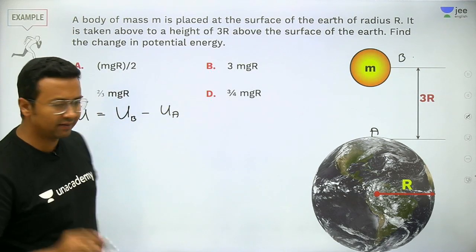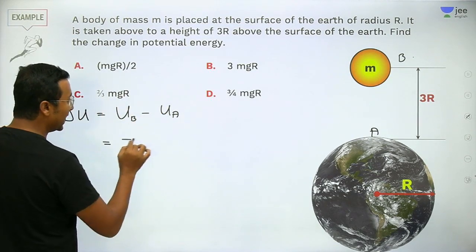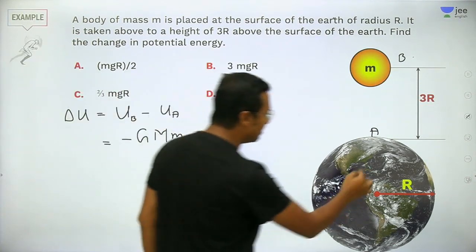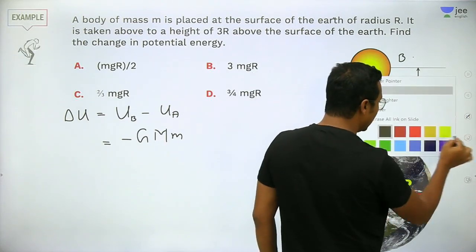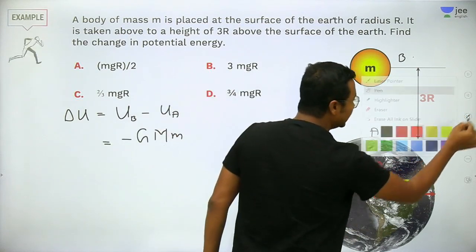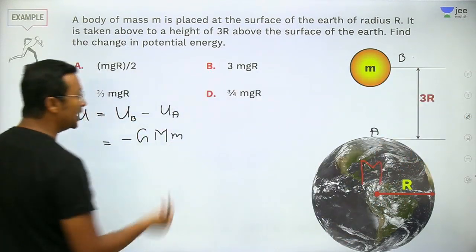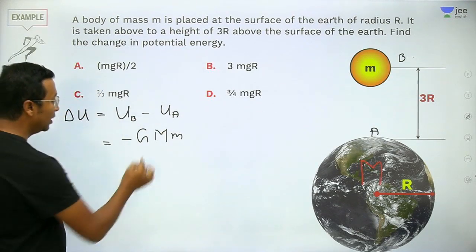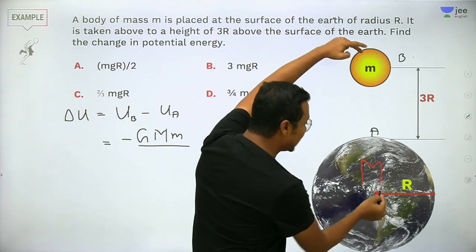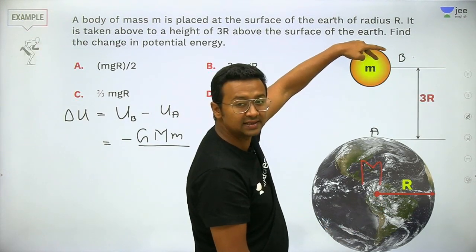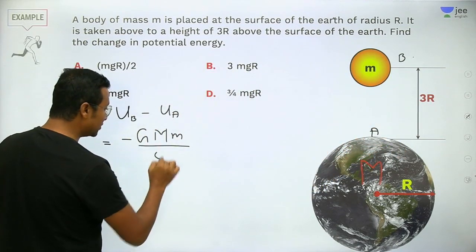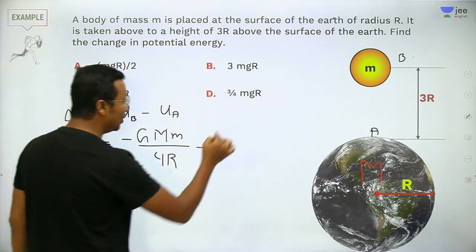We know the formula of the potential energy. It will be minus G capital M into small m. Capital M is the mass of the Earth, and small m is the mass that we have shown out there. What is the final distance at point B between the center of the Earth and the mass, the total distance? It is 3r plus r, that will be equal to 4r. So this is minus G M m upon 4r, minus U_A.